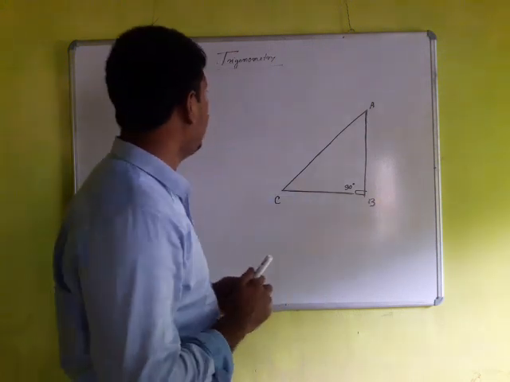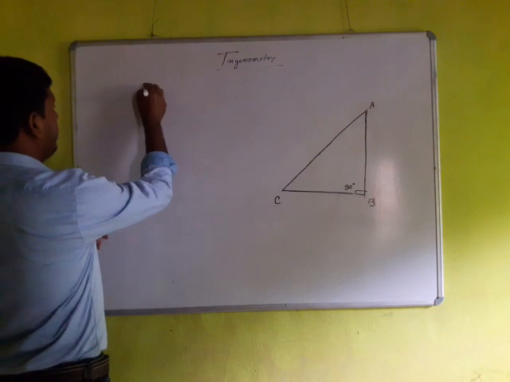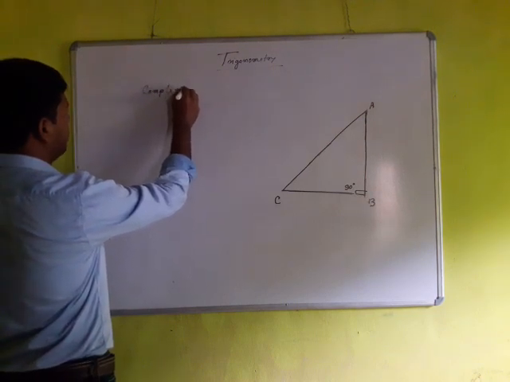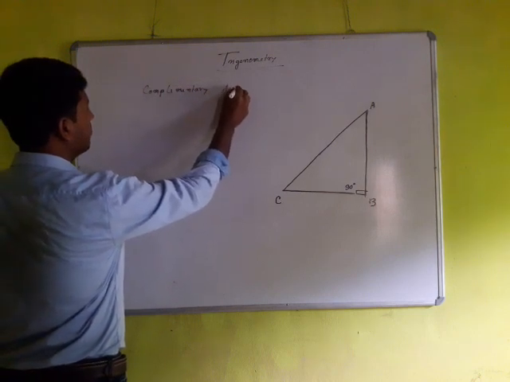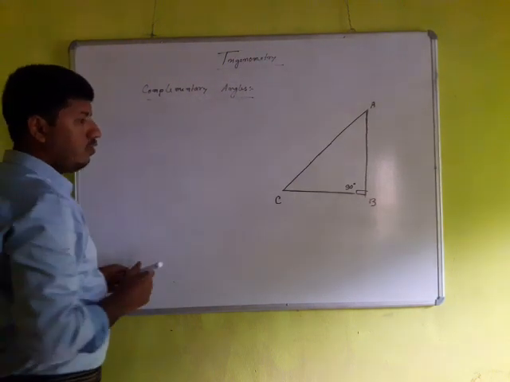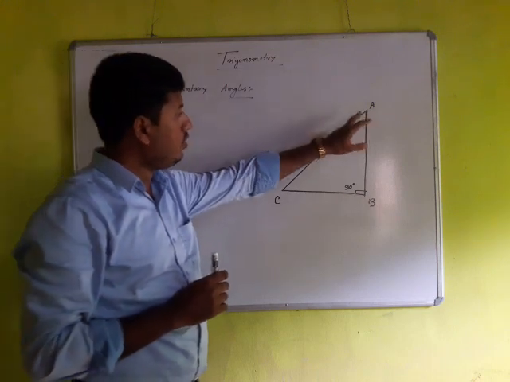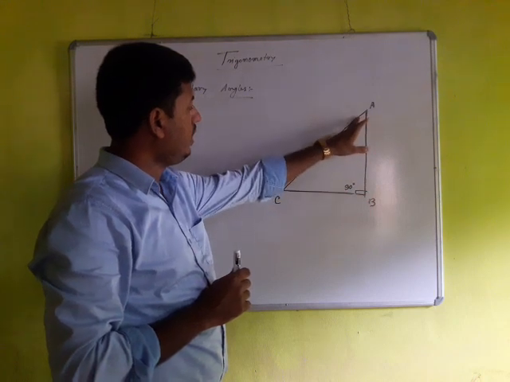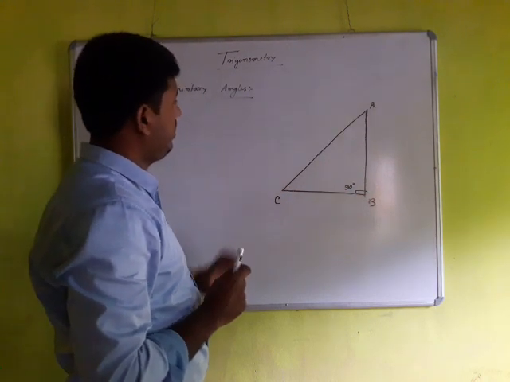So I am going to start the complementary angles in trigonometry. In right angle triangle ABC, if angle B equal to 90, then angle A plus angle C is also equal to 90.